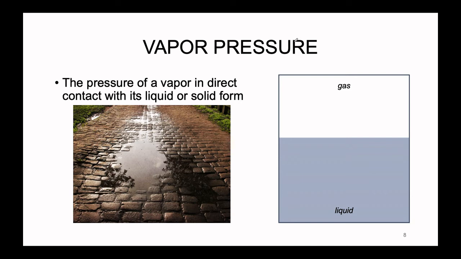So what is vapor pressure? By definition, vapor pressure is the pressure of a gas or vapor in direct contact with its liquid or solid form. So we're focusing on liquids right now, but the same definition would apply to things like, let's say, dry ice, which directly evaporates into gaseous carbon dioxide.